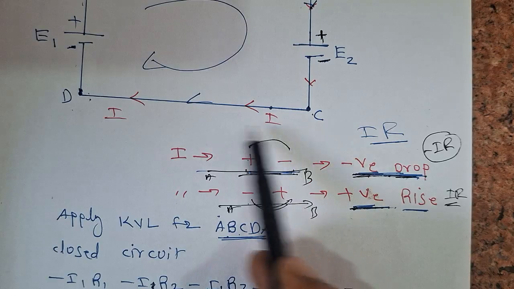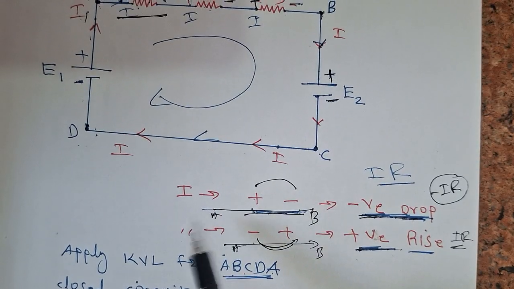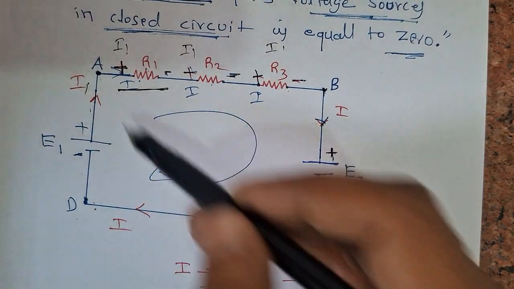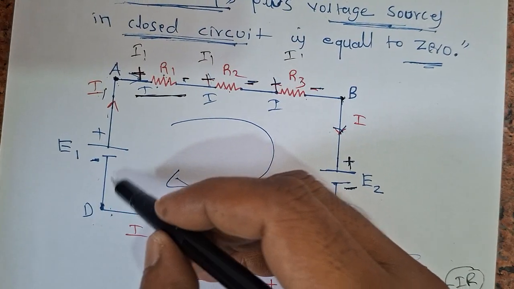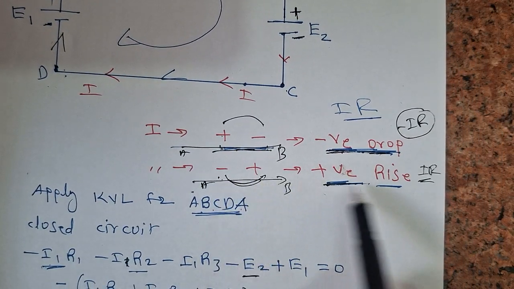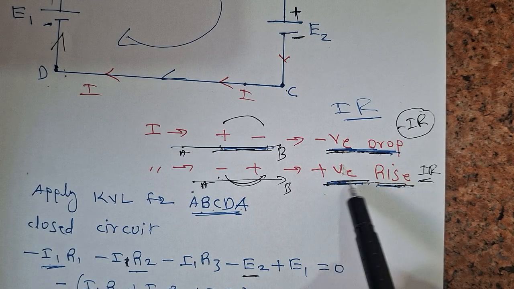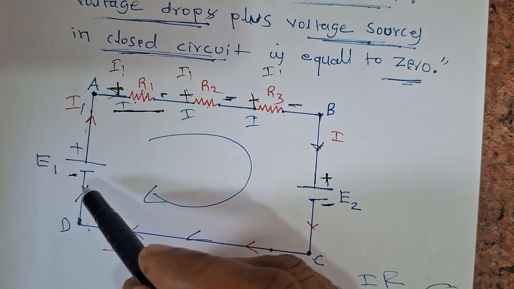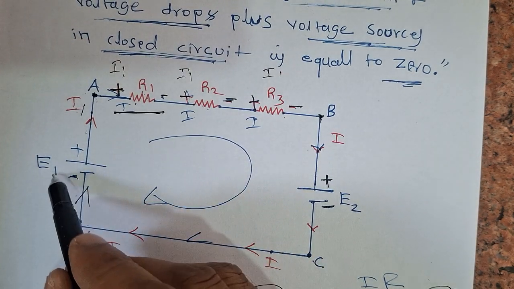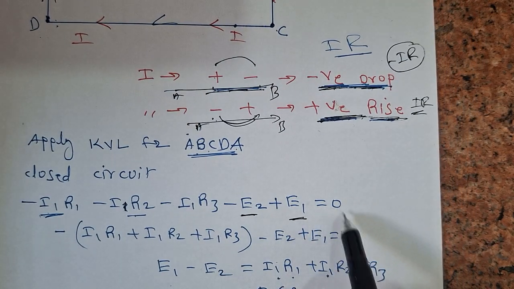Again, C to D. C to D, nothing is there. No battery source, no elements, no resistor, nothing. So leave it. Again, D to A. D to A, we are moving like this, so negative to positive we are moving. When moving from negative to positive, whether it is an IR drop or a voltage, whatever it may be, you have to take the plus symbol. So therefore, negative to positive, E1 will be plus. Therefore, E1 you have to take with the plus symbol, equal to 0.